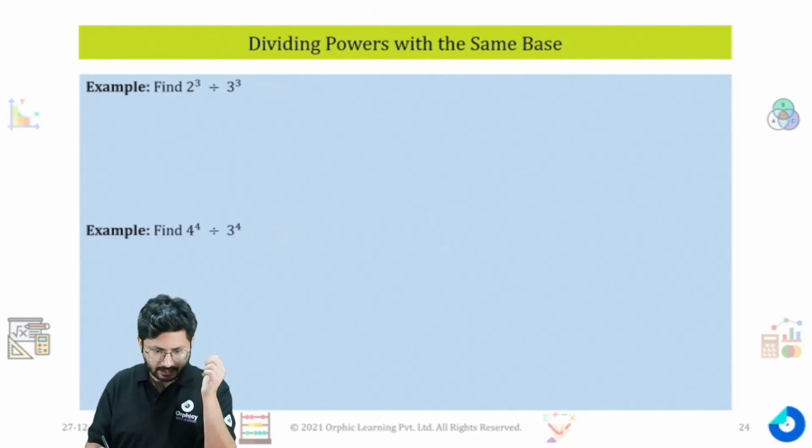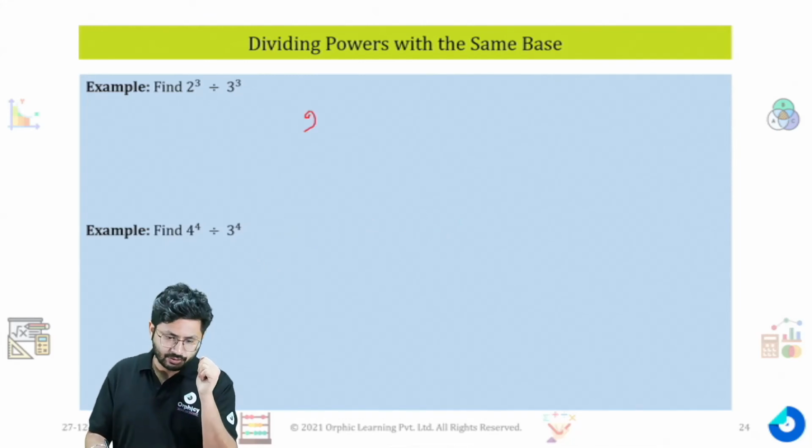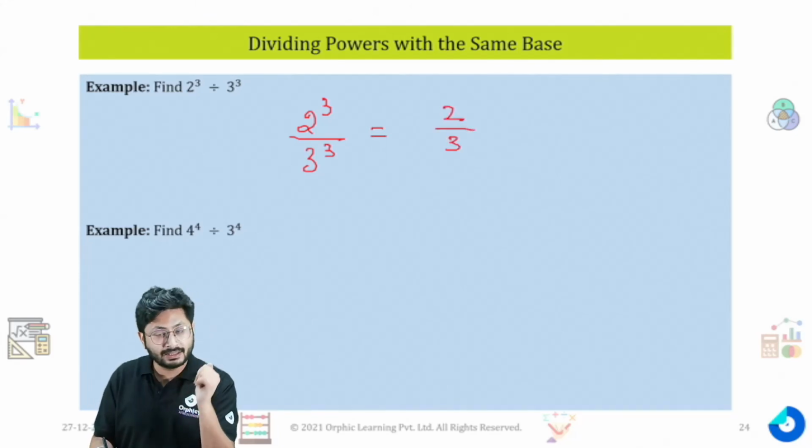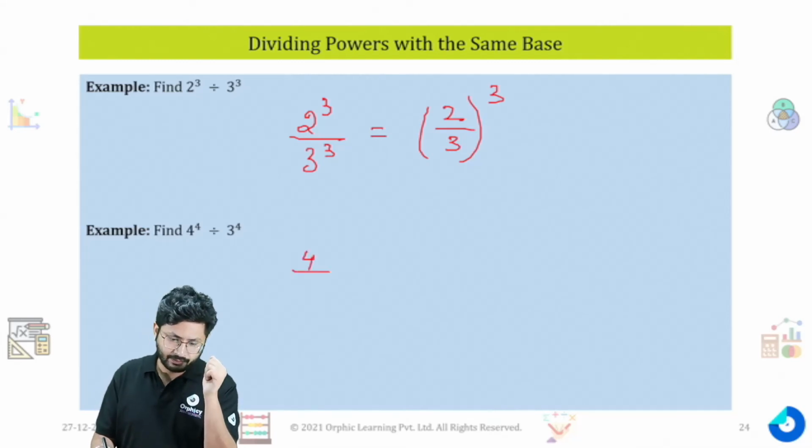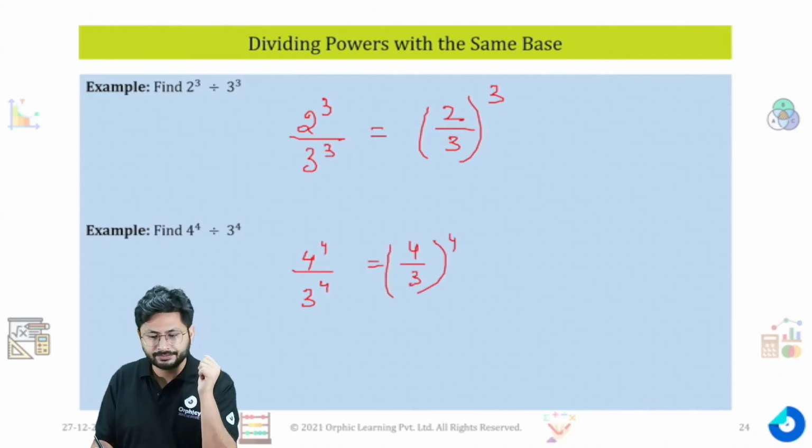Let's do certain questions on the same. So 2 to the power 3 divided by 3 to the power 3, take the power common outside, and inside we are left with 2 by 3 whole to the power 3. Similarly the second one, 4 to the power 4 divided by 3 to the power 4, it will become 4 by 3 whole to the power 4.